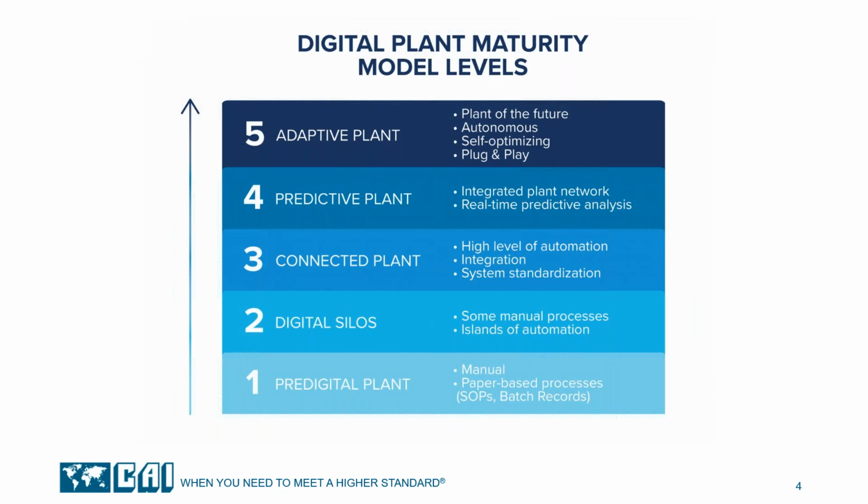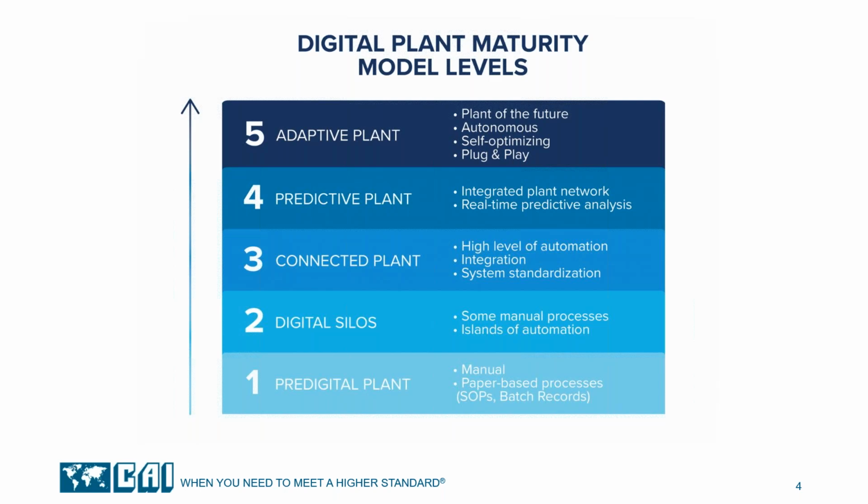And finally is our adaptive plant, right? This is our plant of the future, fully autonomous, self-optimizing and plug and play. So imagine, we just went through the COVID pandemic. Imagine a plant that can pivot on a dime, and we've been in mAb production, and we could immediately go into COVID vaccine production if needed.